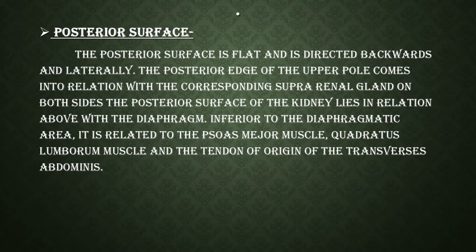Now the posterior surface of both the kidneys is flat and is directed backwards and laterally. The posterior edge of the upper pole comes into relation with the corresponding suprarenal gland. On both sides, the posterior surface of the kidney lies in relation above with the diaphragm and can be divided into medial and lateral diaphragmatic areas.